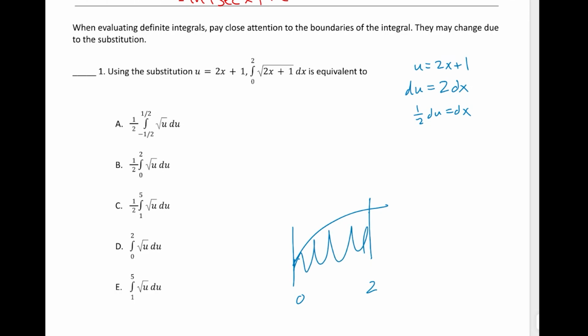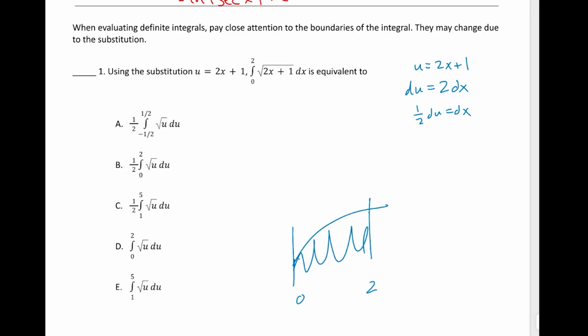And so these boundaries, those vertical lines, represent x values. They are the x values that are partitioning the area that you're interested in. But when we switch over to u's, we are essentially modifying where the boundary should be. And so what we need to do is convert these x values to u values.